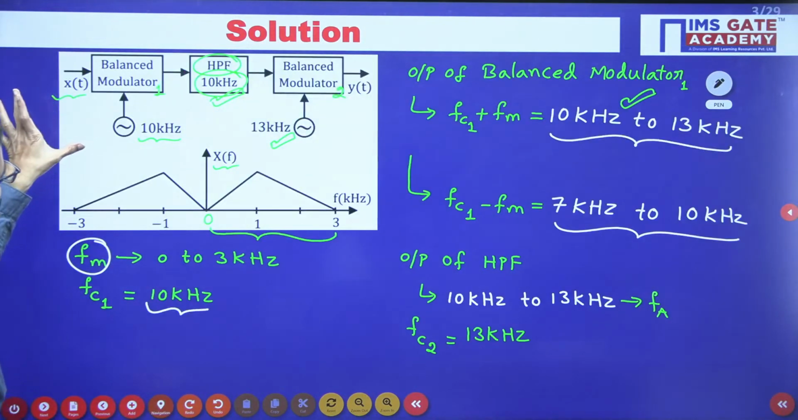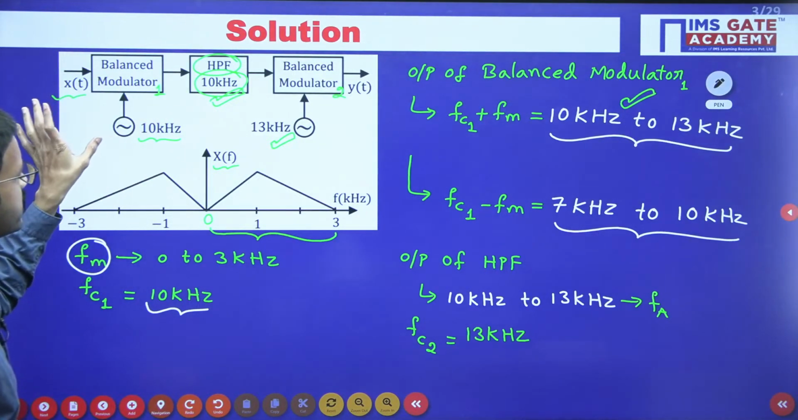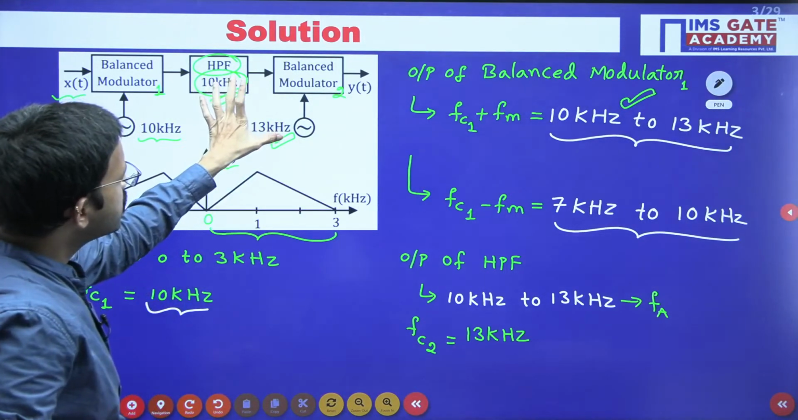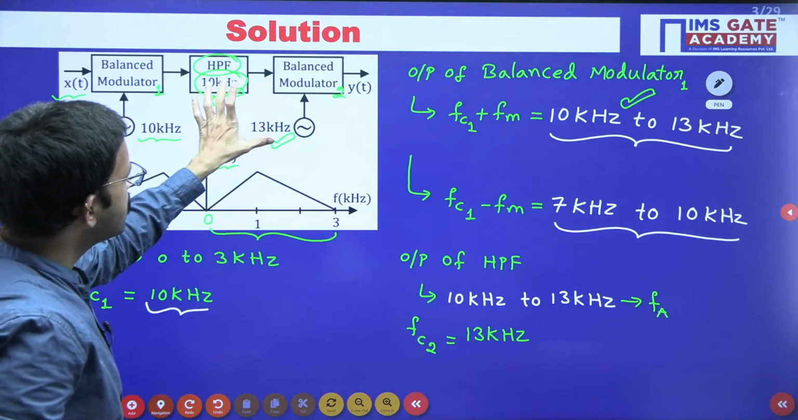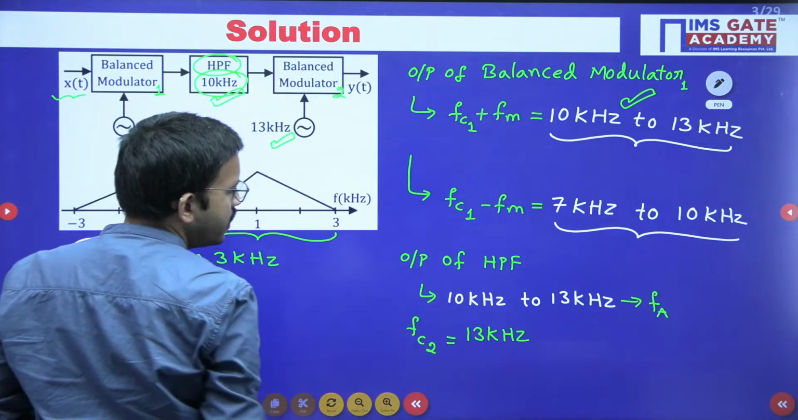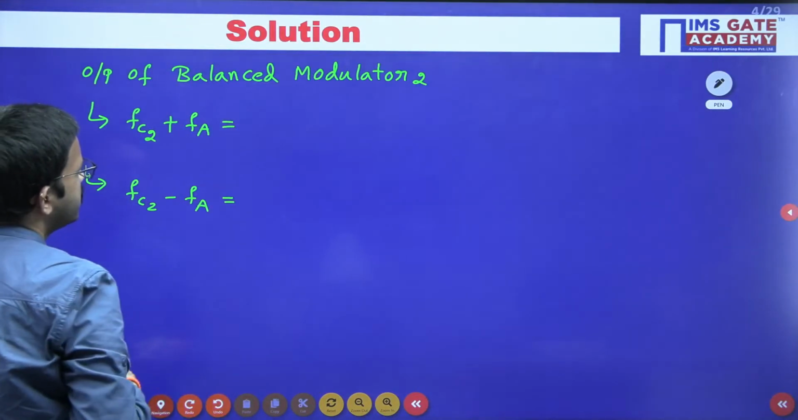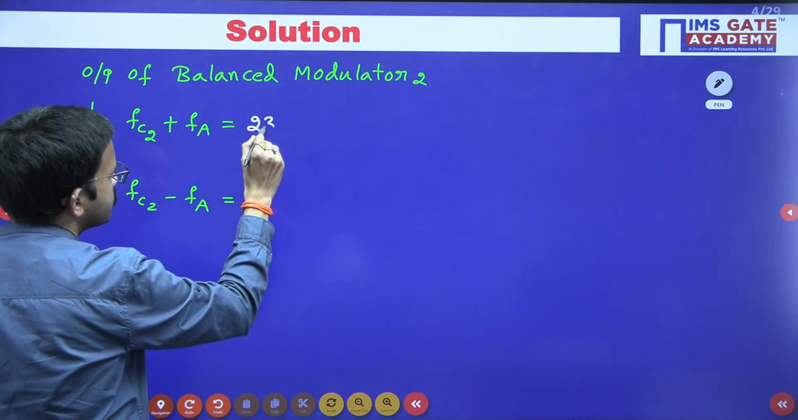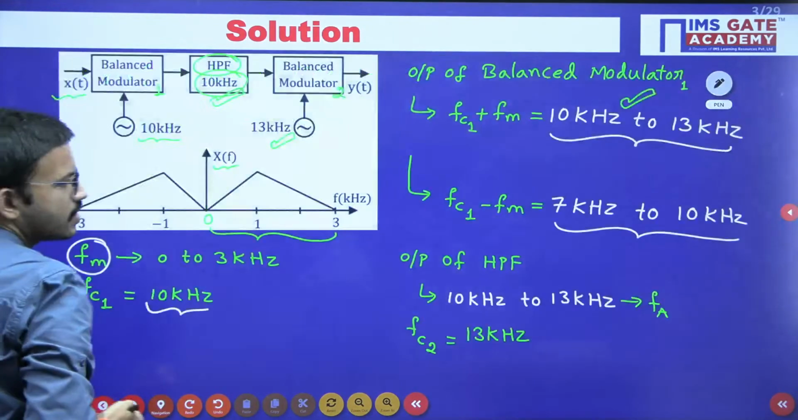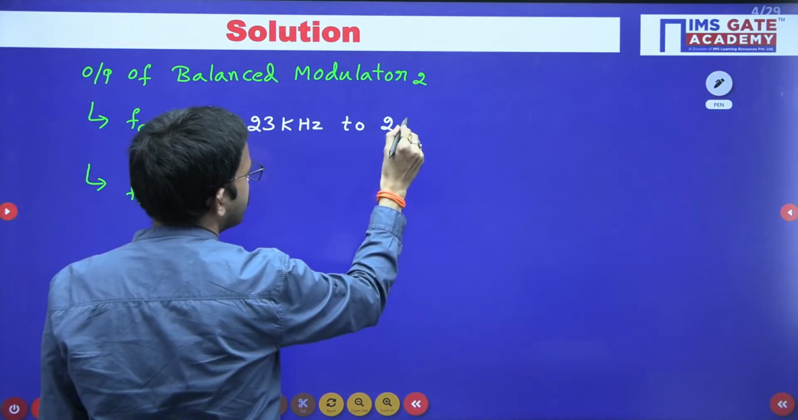See, whatever two signals you give to the balanced modulator, at the output you will get the addition of these two frequencies and the subtraction of those two frequencies. Similarly here also, with the balanced modulator, you get the addition and subtraction of the two signal frequencies at the output, right? So first you add: 13 plus 10, that is 23 kilohertz, to 13 plus 13, that is 26 kilohertz.